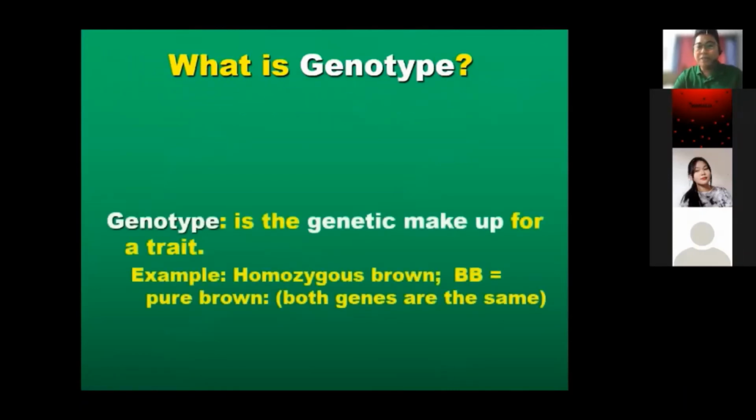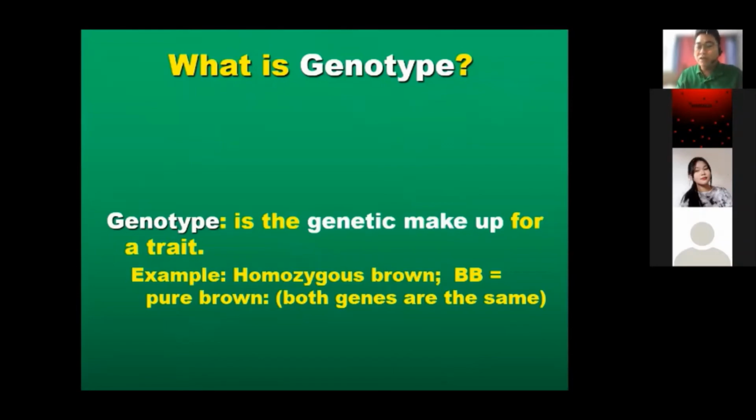What is genotype naman? Genotype is a genetic makeup for a trait. Example, homozygous brown, or we have pure brown. Ayan. So those are genotype. So phenotype is how we look or kung gaano siya nakita sa physical, paano siya nakikita ng observer physically, and then genotype is the genetic makeup.